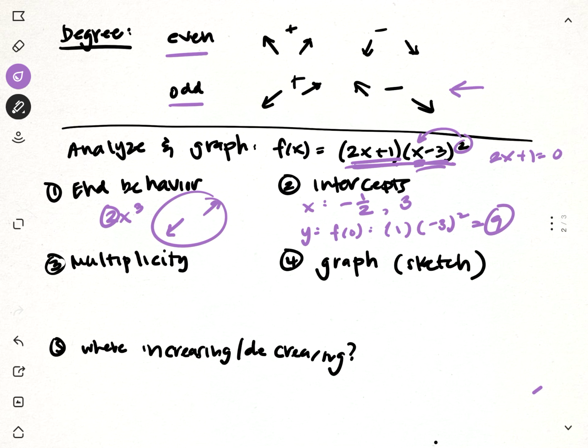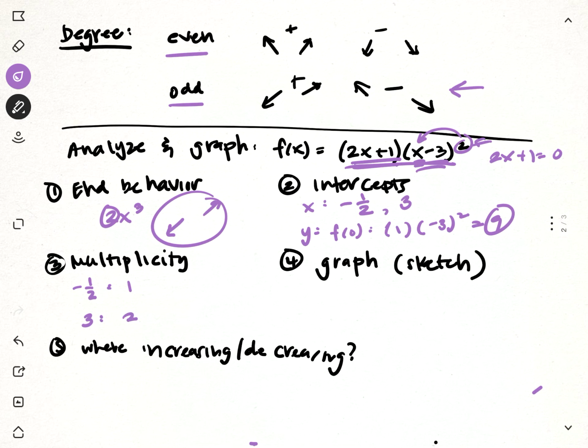Okay, on our multiplicity, where we have 1/2, that's multiplicity 1. So we know it's going through the graph at -1/2. The second one is 3. And because our multiplicity there is 2, we know that it's going to bounce. Right, so things to note here, even though it's not asking you to do it.